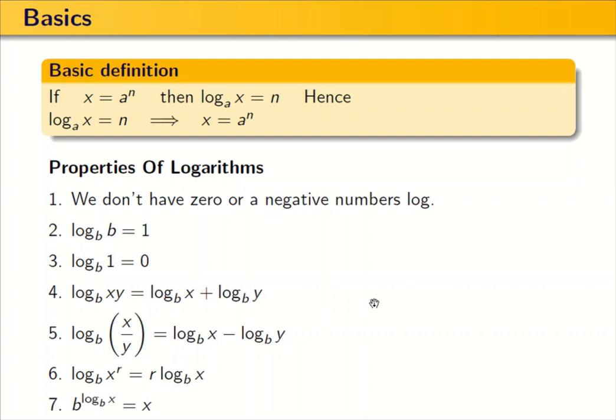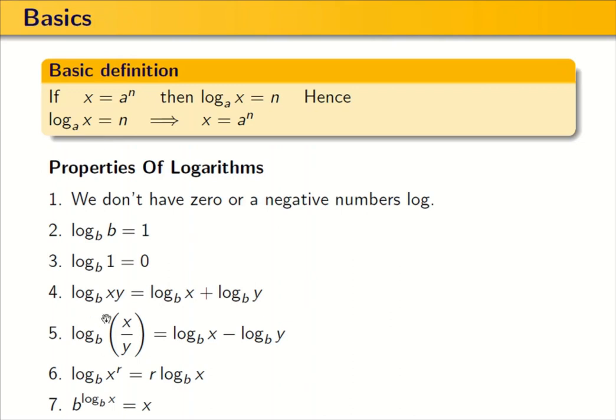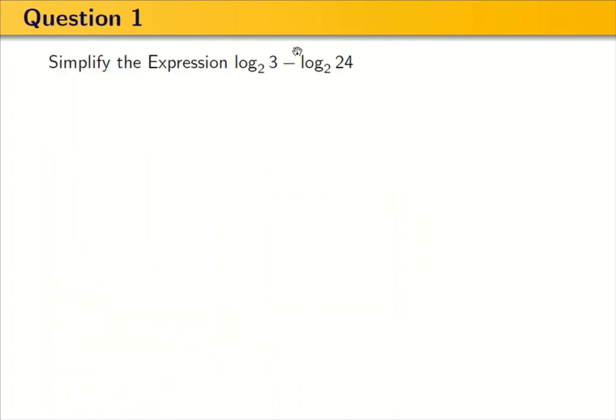Then you record them. So the first question is: simplify the expression logarithm of 3 base 2 minus logarithm of 24 base 2. Here we have the same base, right? So make sure that if you can apply the rules or the properties, you can apply them straight and see, or you can try to simplify to get basic things. Okay, let's continue.